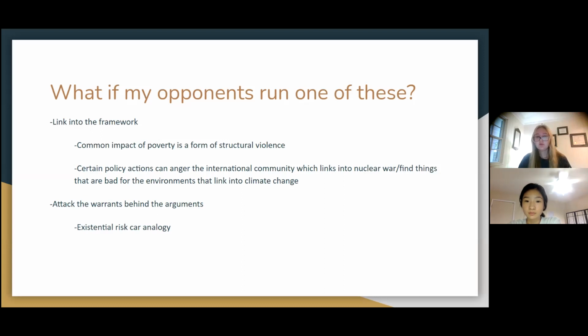And so that would be a reason to not prioritize existential risk impacts and instead prioritize very high probability impacts. There's also ways to answer it in general without falling under the framework.